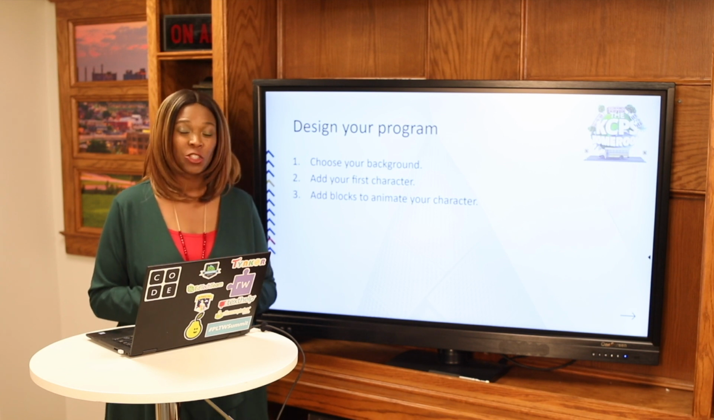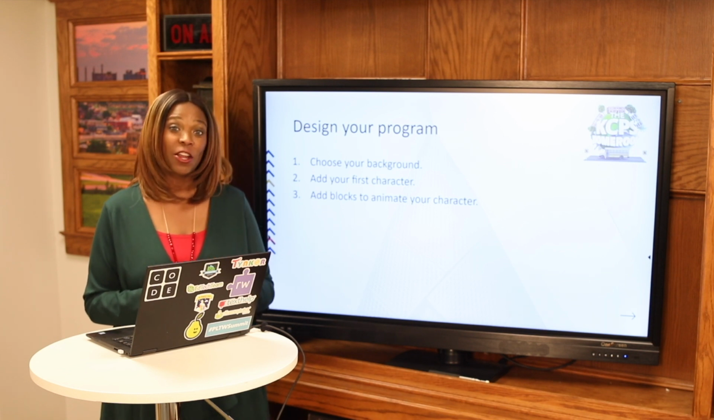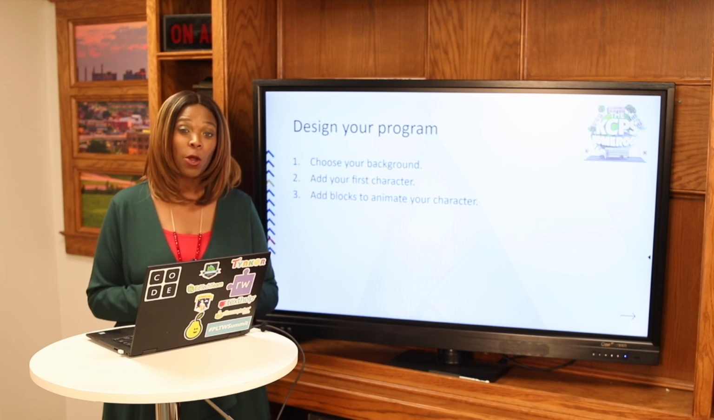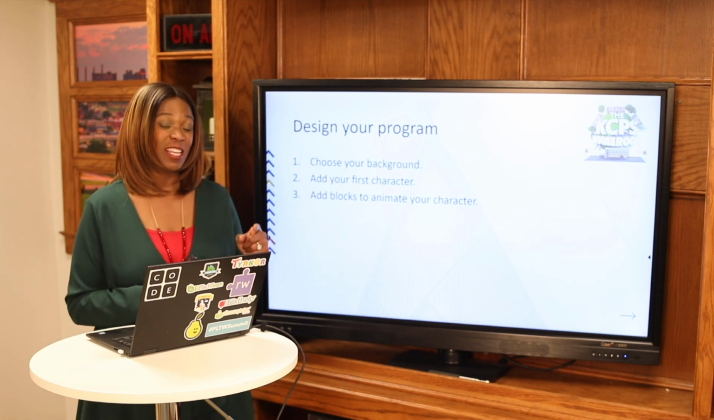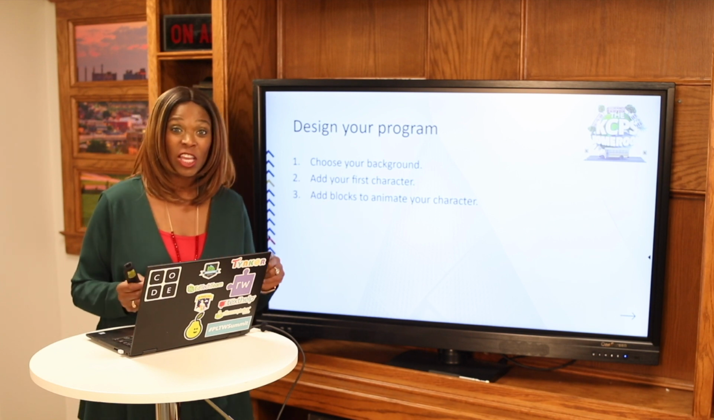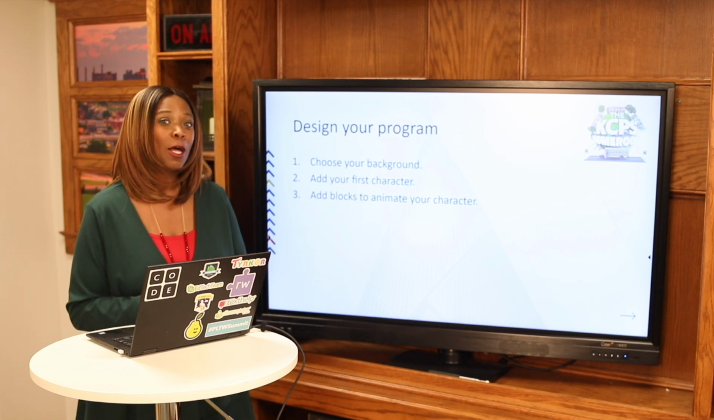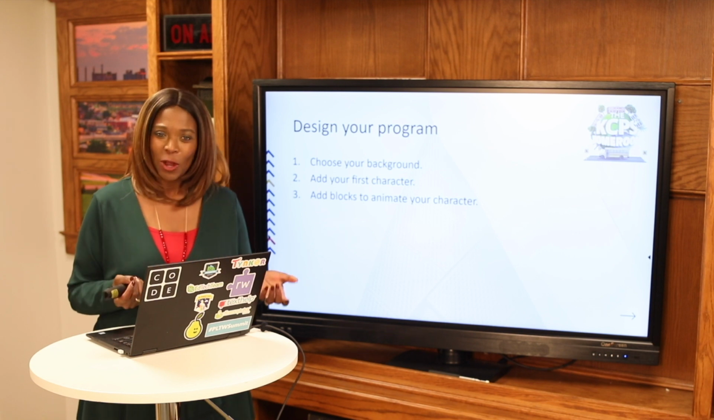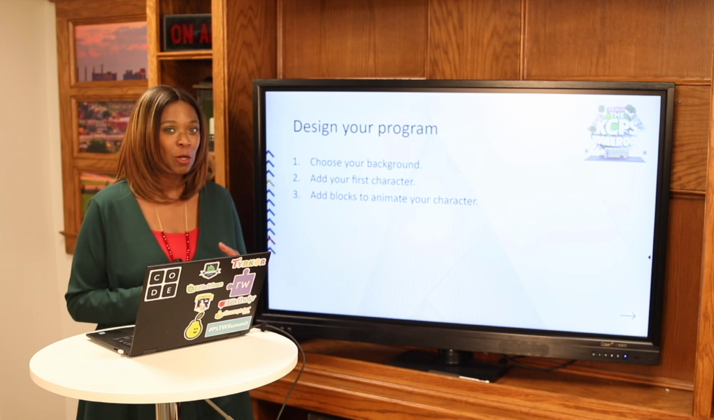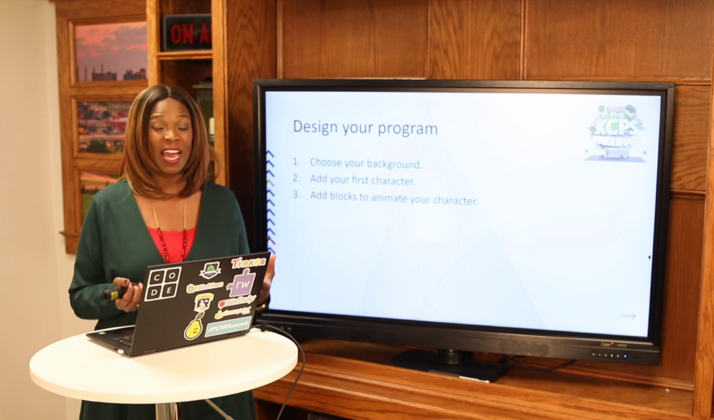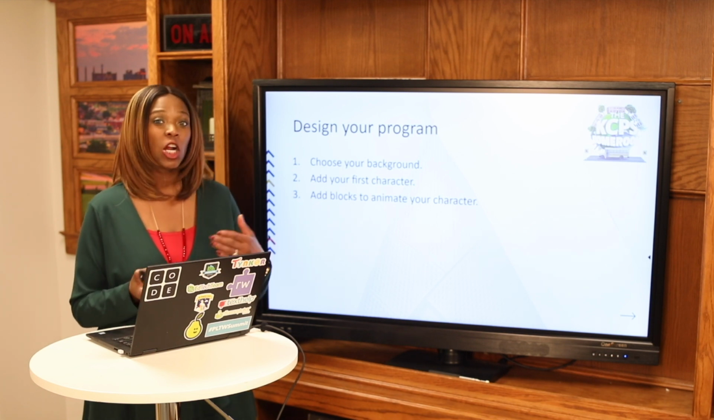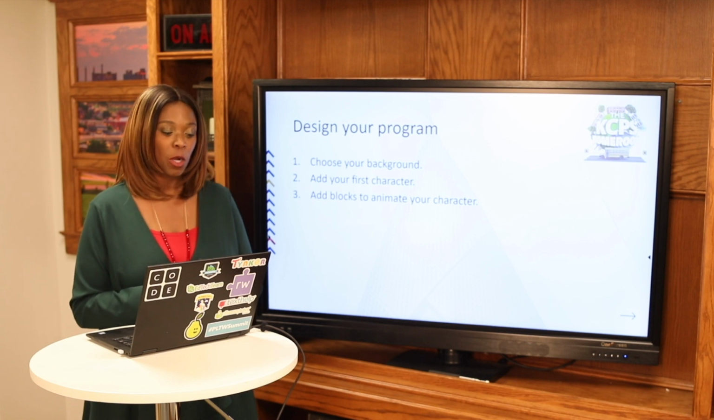Then you're ready to add your character. You may choose a character that is already pre-programmed in the Scratch Junior apps, but if you're doing Scratch on scratch.mit.edu, you are able to upload your own picture. So try doing that so it could be a little bit more personalized. You can add your family members, or you can add fictitious characters that are included in those programs.